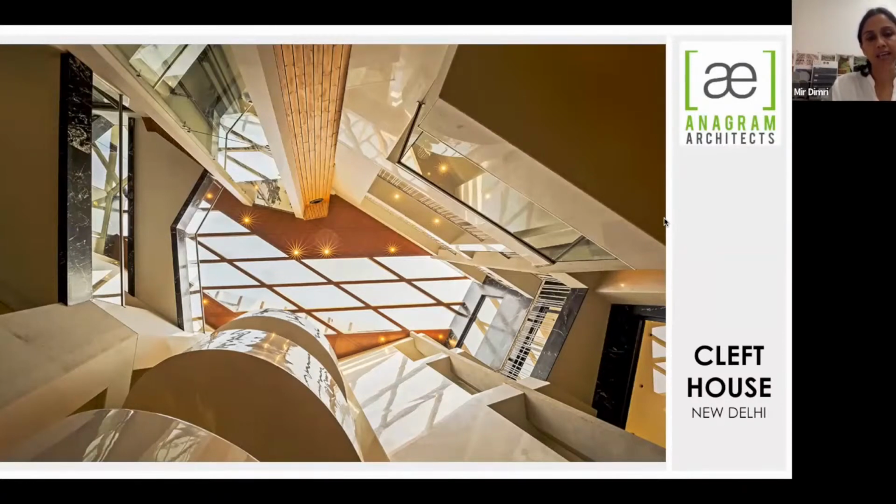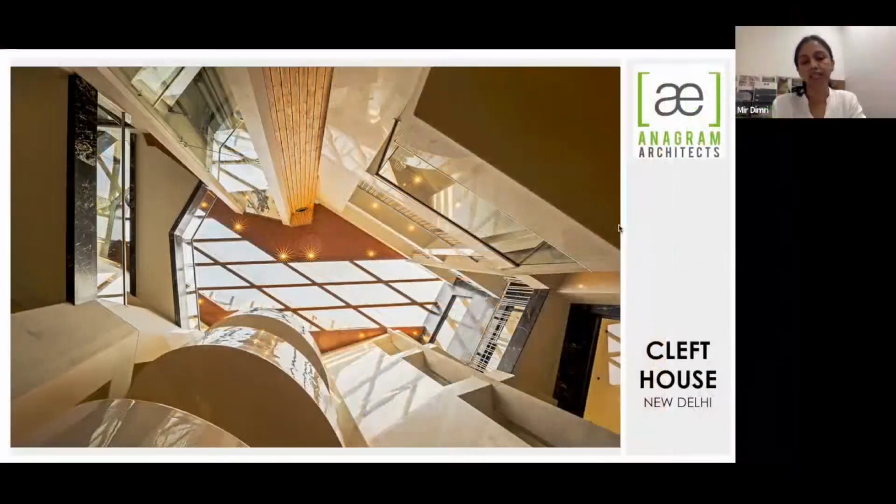This first slide that I have is of a residence in Delhi that we finished about 4 years back. It's called the Cleft House. Now, it's a typical plotted house on a busy street in Delhi, where the entire street has a lot of traffic movement, there is pollution, a lot of noise. There is really no privacy on that street.